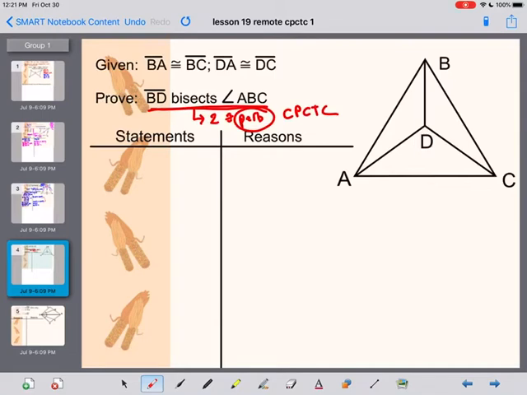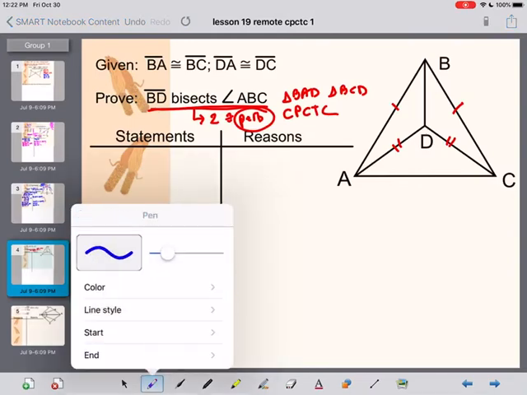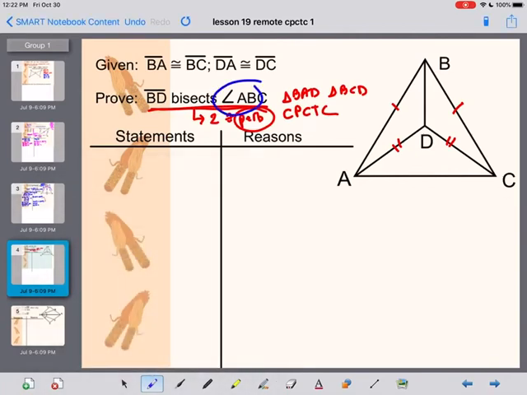Take a moment, see if you can figure out what the triangles are. So hopefully you looked at the givens, BA, BC, DA, and DC. The triangles that we're going to have to prove congruent are triangle BAD and triangle BCD. Okay, because those are the triangles that have the parts that I'm going to need congruent. Okay, and where are those parts? They're the parts of angle ABC. So they're going to be at B up here. Those are going to be the parts.